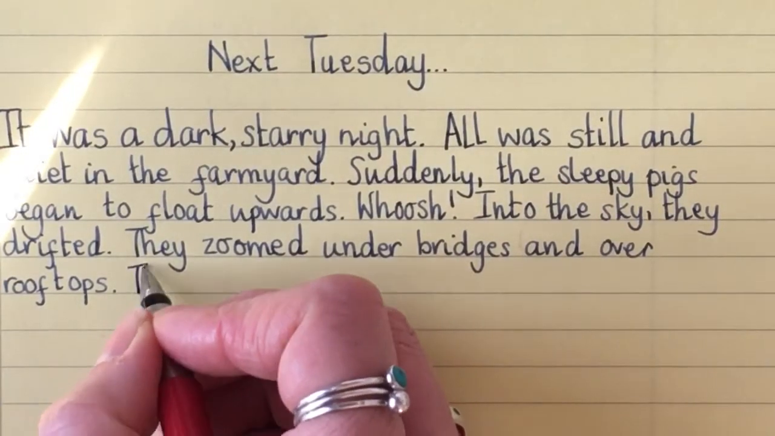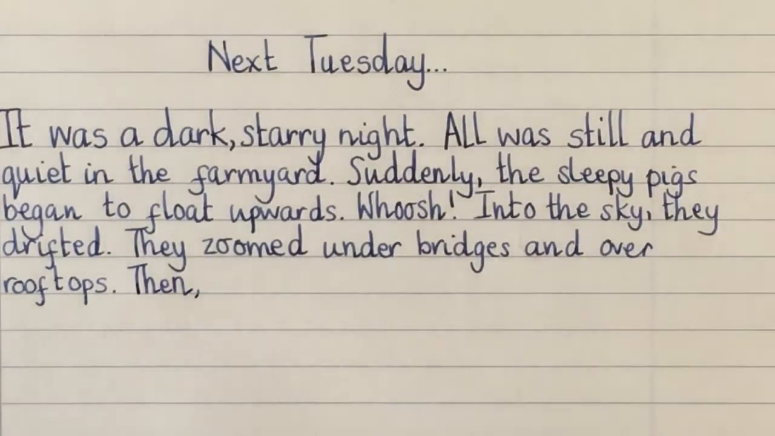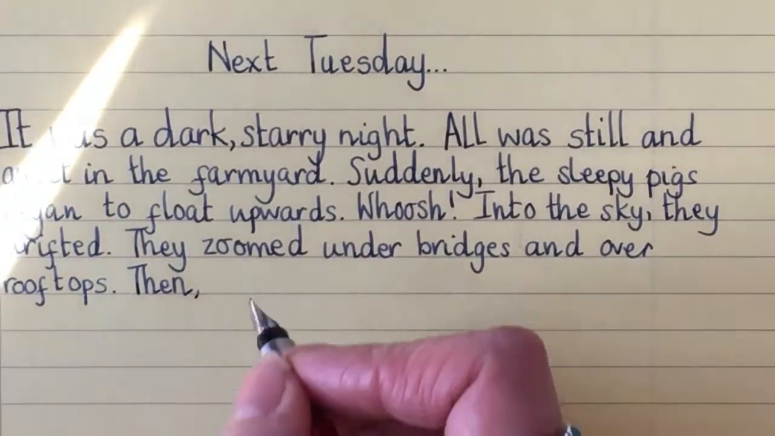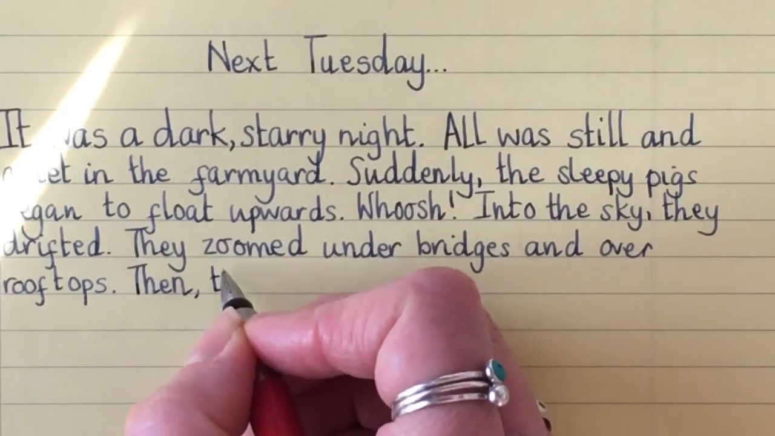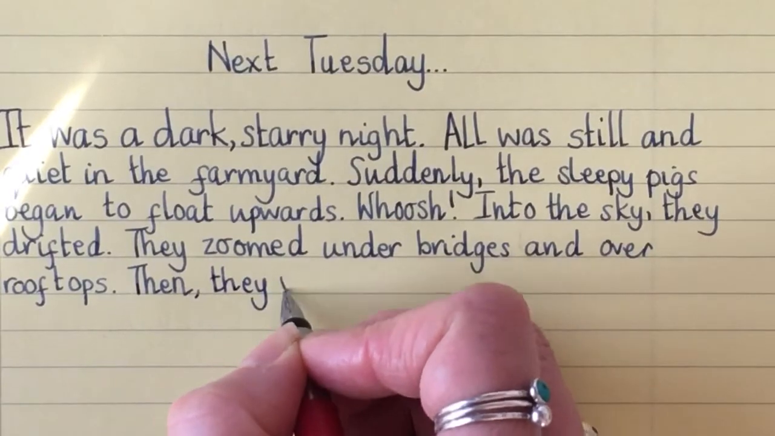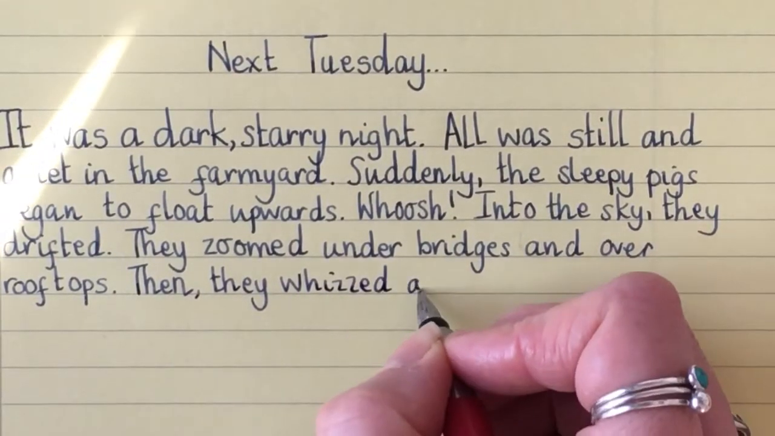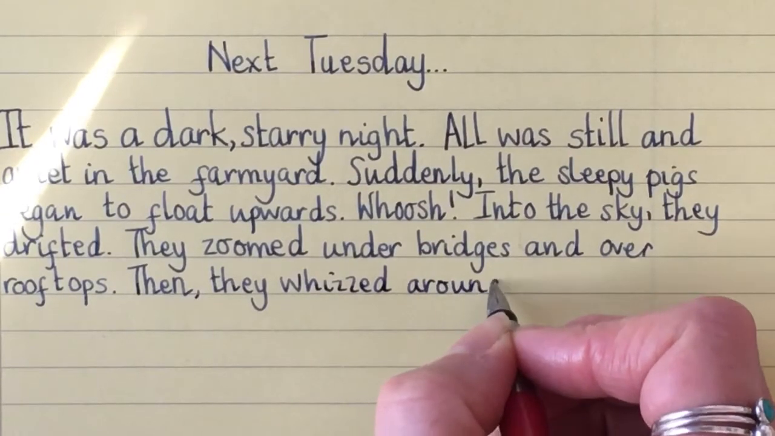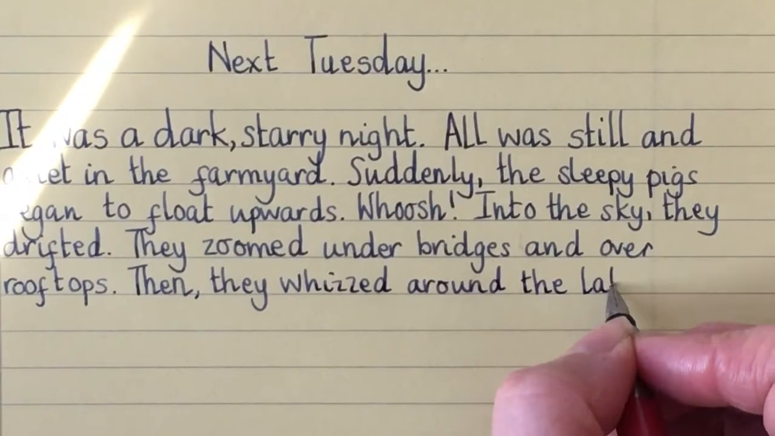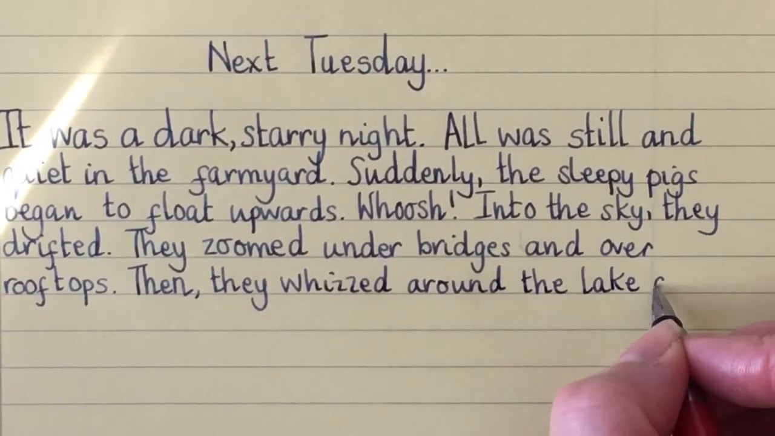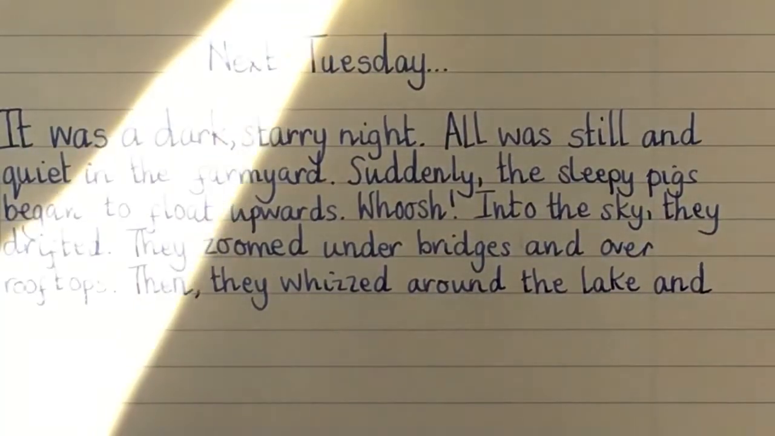I'm going to put a joining word here. I'm going to say then, because it connects my sentences nicely. So I'm going to say, then they whizzed to the lake. Or around the lake. Maybe we'll say around the lake. They whizzed around the lake. And now I want them to have a little swim.